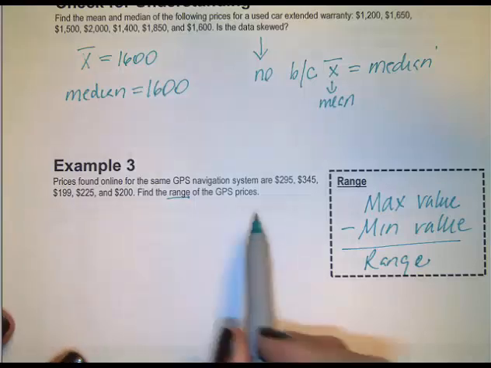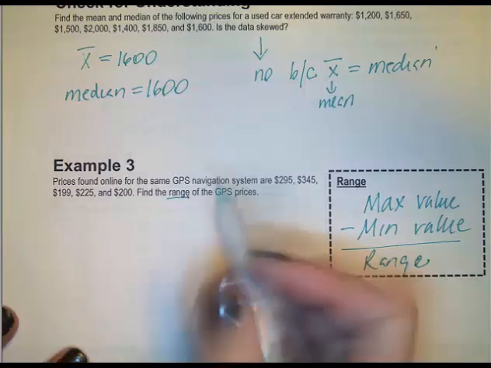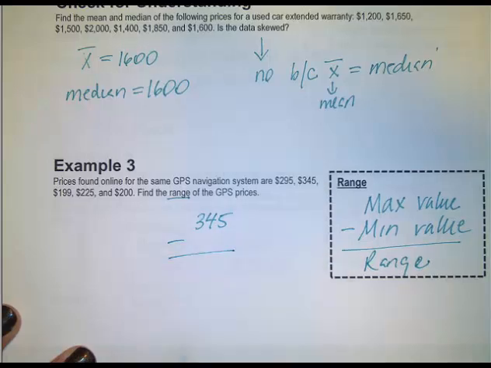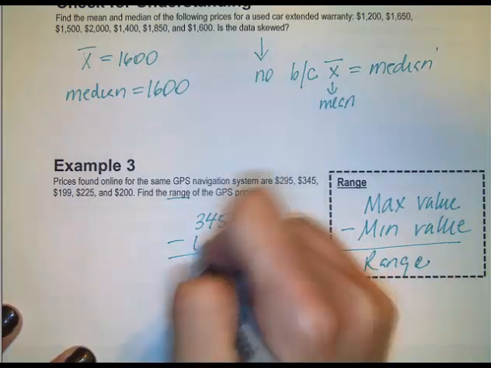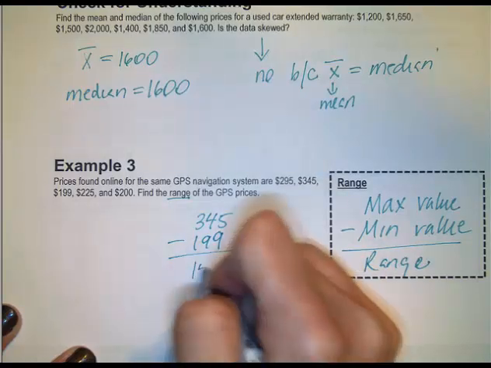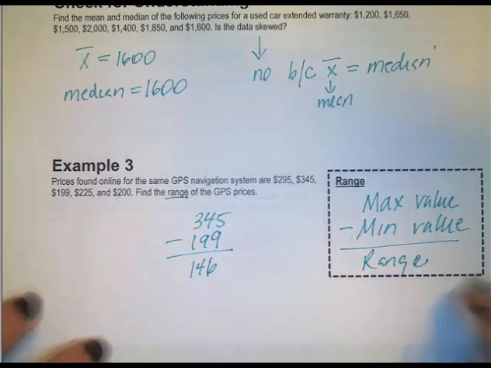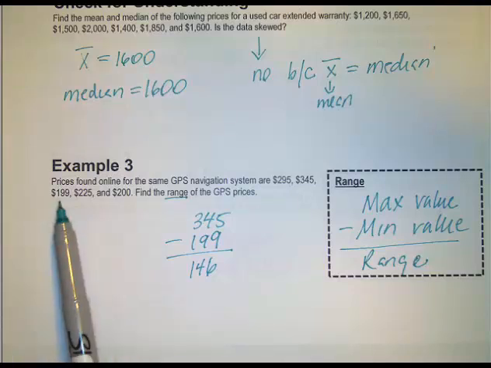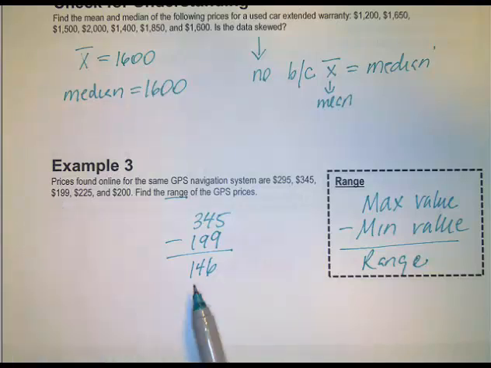So the max value is 345. The min value is 199. So we're just going to subtract them. And we get 146. So the range of values is $146. That's pretty significant when you talk about the values only being 199. That range is pretty big. Okay? So that is not necessarily good.